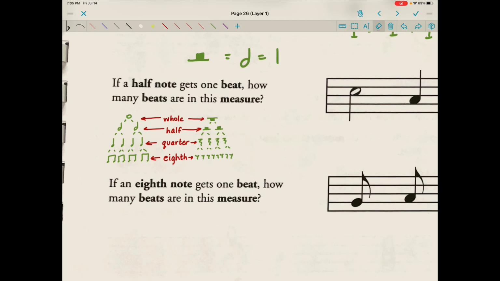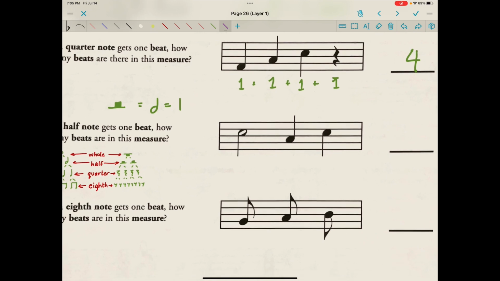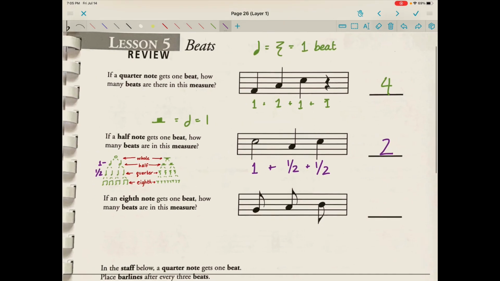So we know it's very much just math logic. You have to think it through. This is 1 beat. So that means that a quarter note is a half a beat, right? Okay, so let's see here. This guy is gonna get 1 beat plus a half a beat plus another half a beat. So this is a total of 2, okay?